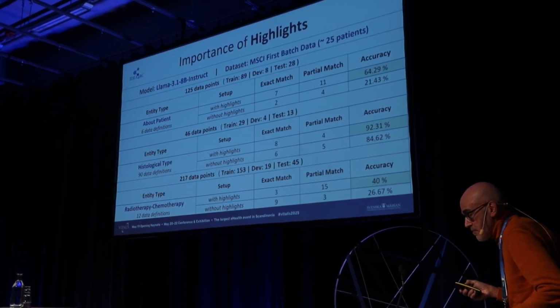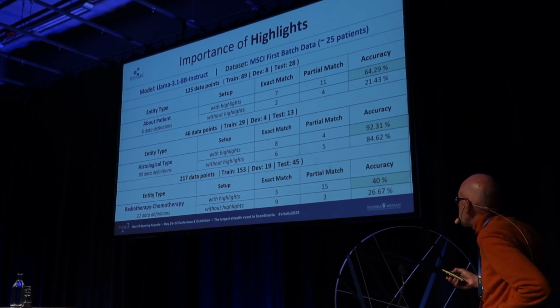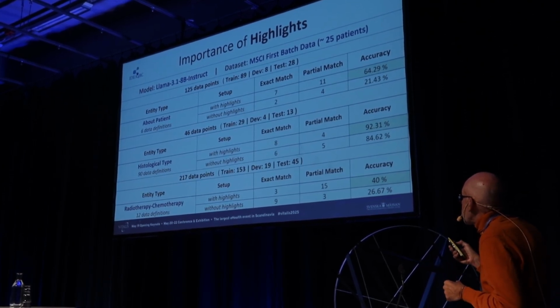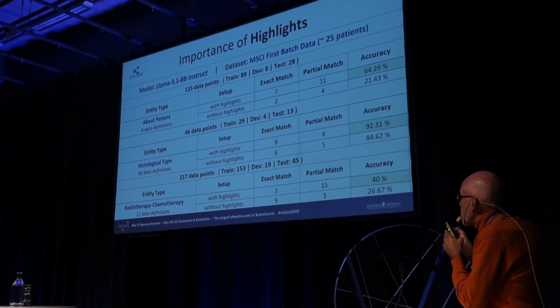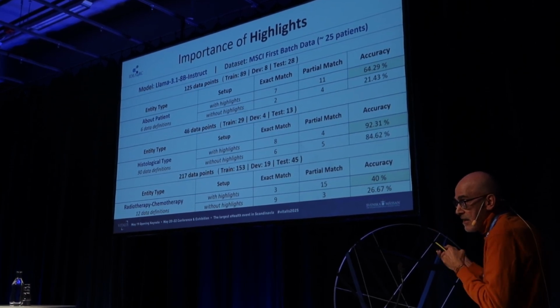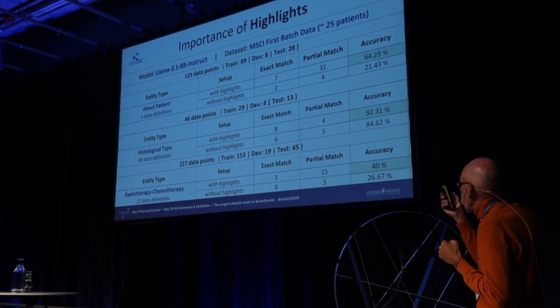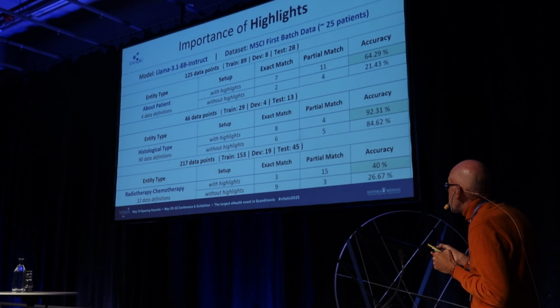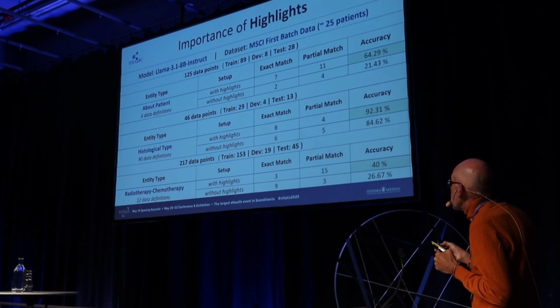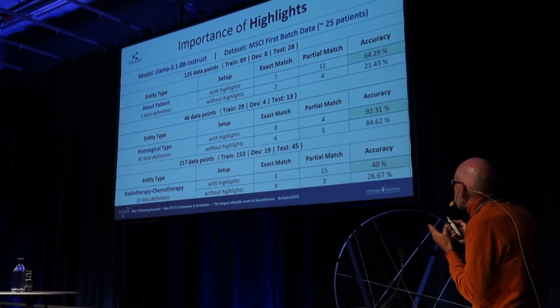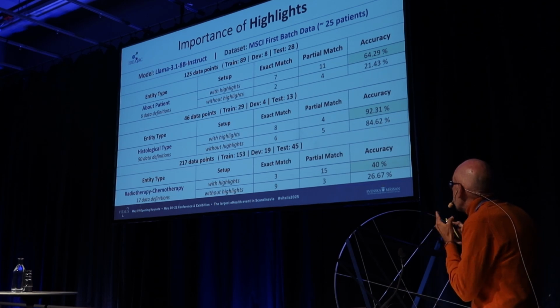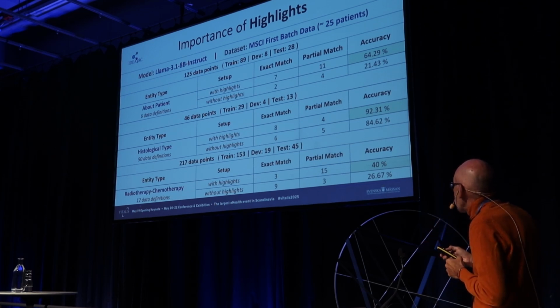And these are some experiments I reported. I forgot to mention the fact that we are using Llama 2 and Llama 3 as large language models. In particular, in this case, we are using Llama 3.1, 8 billion instruct. And these are some experiments that show the fact that providing the highlights helps the algorithm to obtain better results.